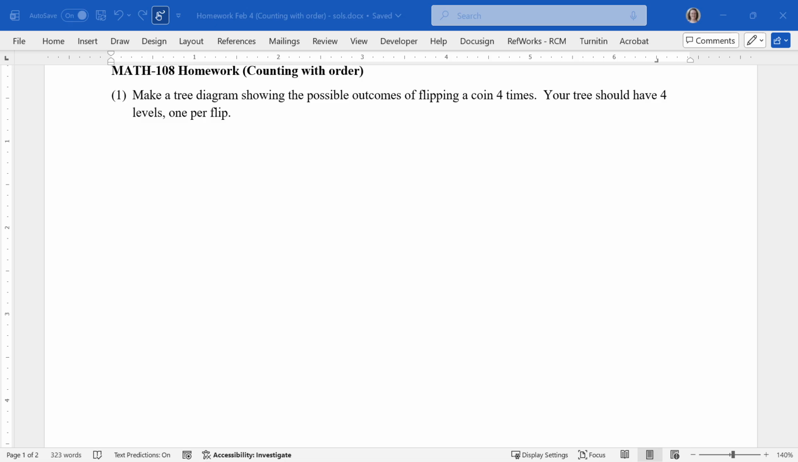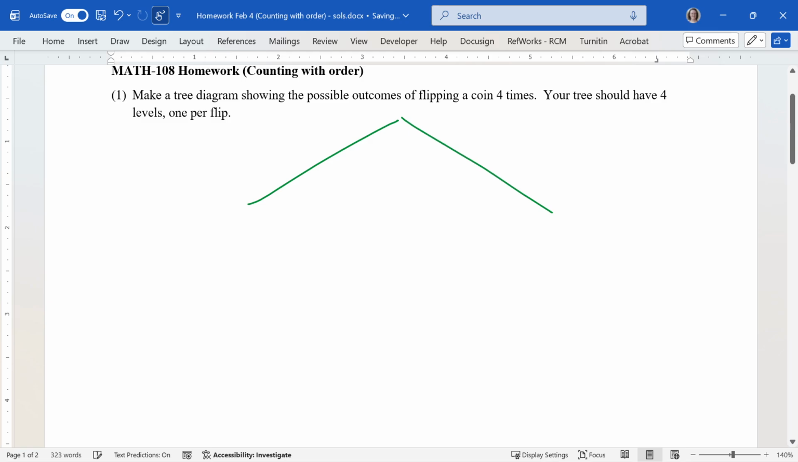So we're going to think of this as a series of 4 decisions where we have 2 options for each decision, heads or tails. So when I start off my tree at a point, I then branch into 2 possibilities for the first coin flip. I can either do heads or tails.